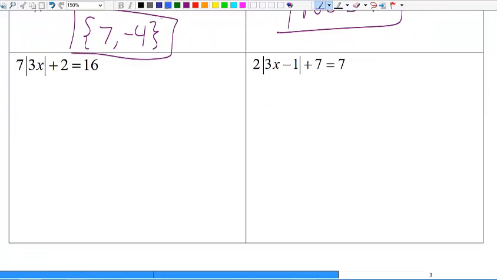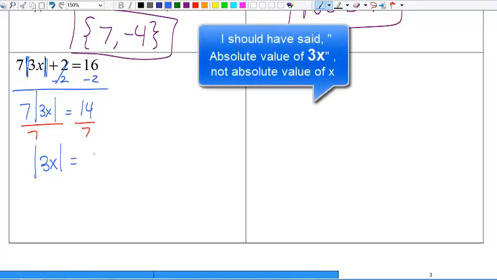Okay, next problem. I have the absolute value bars right here. Are they all by themselves? No, so I have to spend a little bit of time. I'm going to subtract the 2 from both sides first. Next, I'm going to get rid of the 7 in front of the bars by dividing both sides by 7, which gets me the absolute value of x is equal to 2.